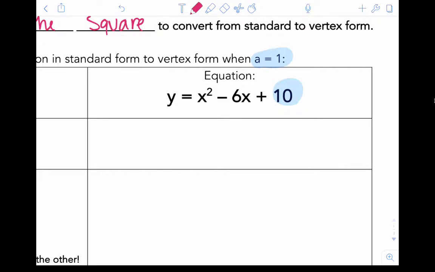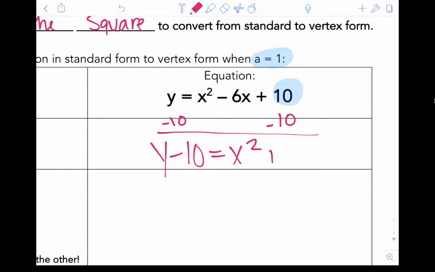So over here, if I want to move 10 to the other side of the equation, I'm going to do the opposite operation, so I'm going to subtract it. When I do that, I get y minus 10 is equal to x squared minus 6x. That's my first step. That's all I need to do.